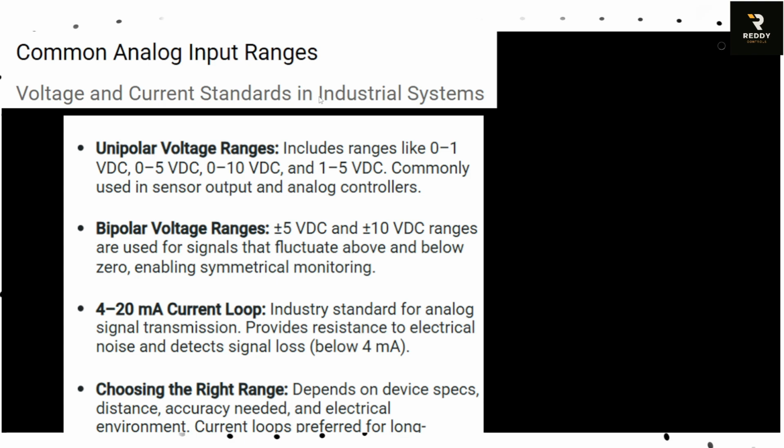Common analog input voltage ranges: you could find unipolar voltage ranges that are from 0 to 1, 0 to 5, or 0 to 10 VDC, commonly used in sensor output and analog controllers.